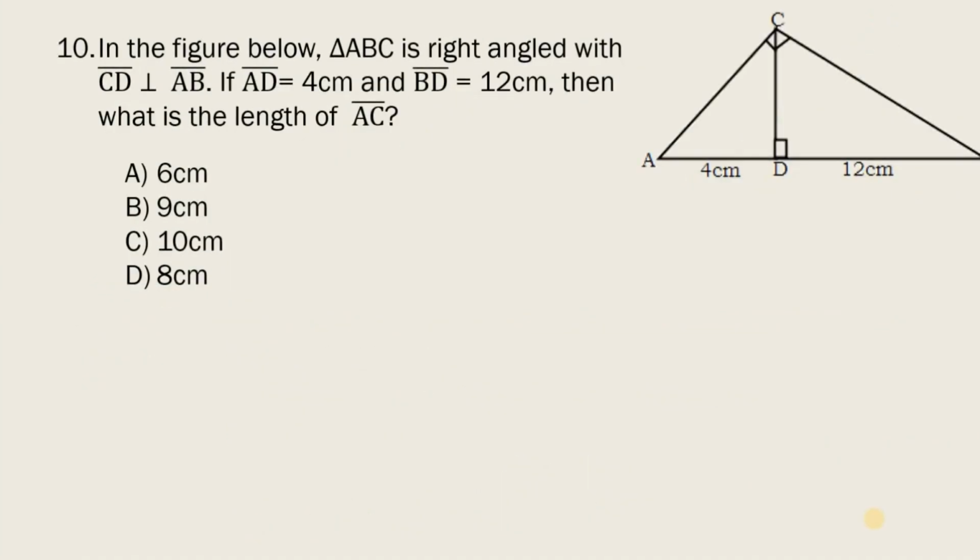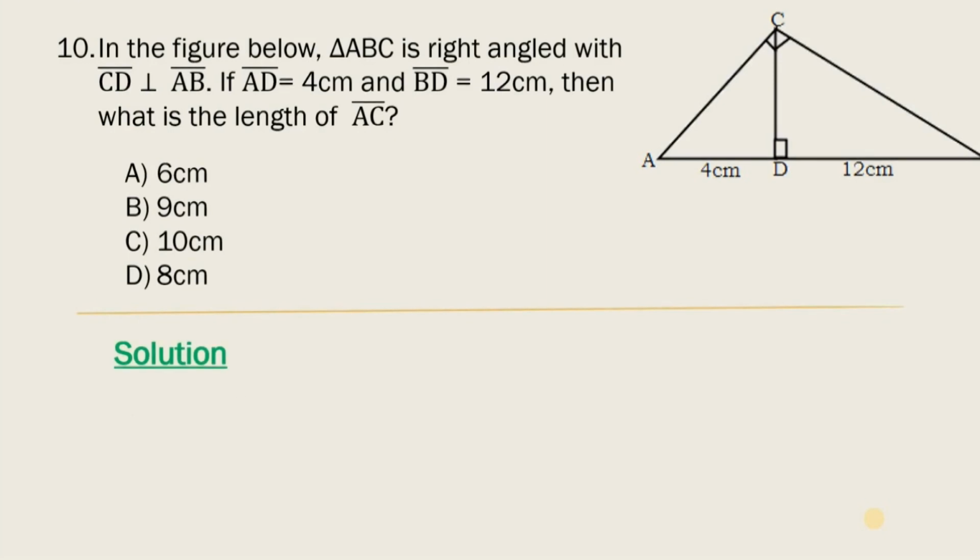Question 10. In the figure below, triangle ABC is right-angled, with CD perpendicular to AB. If the length of AD is 4 centimetres and the length of BD is 12 centimetres, then what is the length of AC? Pause the video whilst you work it out.